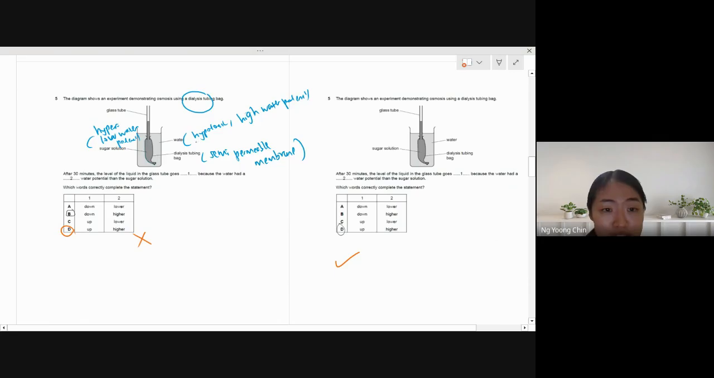So the water molecules are able to diffuse from outside in and enter into the dialysis tubing, because it contains the sugar solution. So they will be moving like this, moving inside. When they're moving inside, what will happen? When the water diffuses inside, the water level will decrease outside. And then in the glass tube, the level will increase. So the level of the liquid in the glass tube will be going up. This is because the outside water has a higher water potential compared to the sugar solution. So the answer is D.